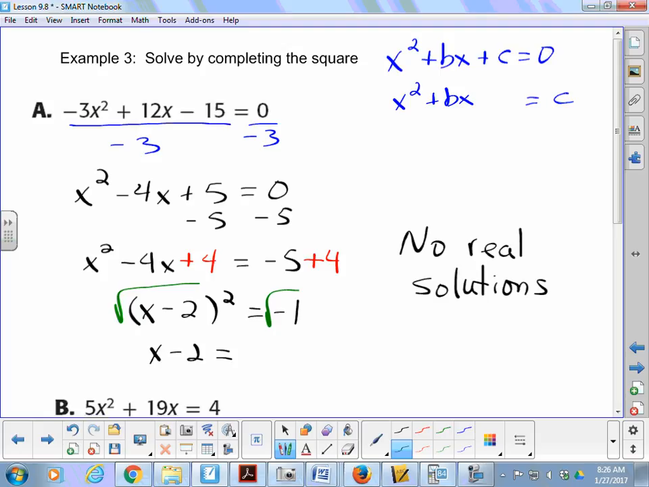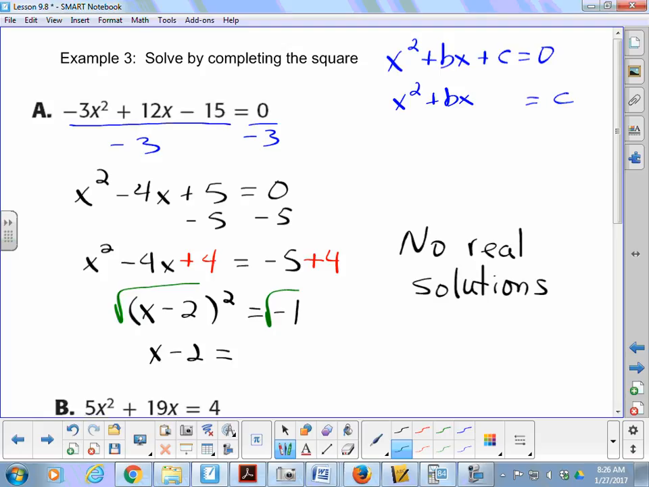Now, is there a way that I can check that? Graph it. Okay, so let's take the original equation and put it in our y equals and see if it crosses the x-axis. If it does not cross the x-axis, we know that we're correct. There are no real solutions. If it does cross the x-axis, then I must have made a mistake somewhere. Okay? And then when we get done with B, I'm actually going to show you how you can check it with the calculator anyways.